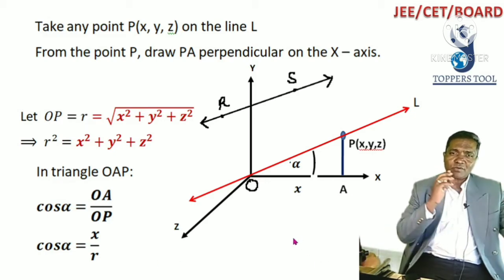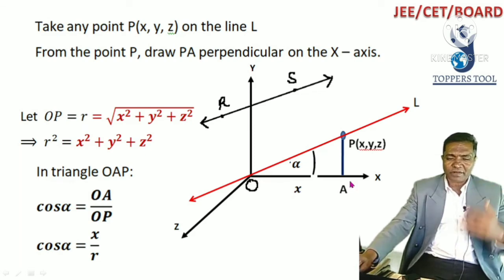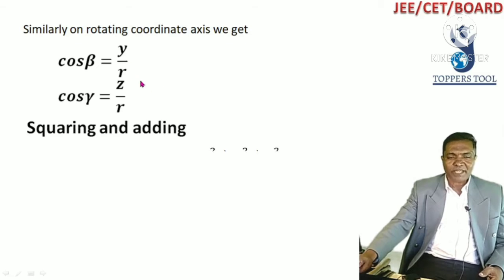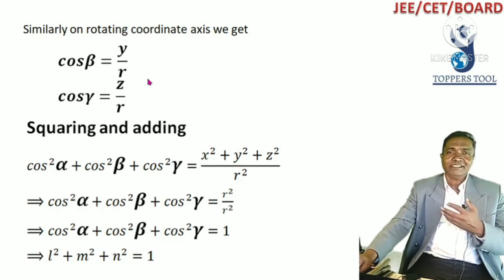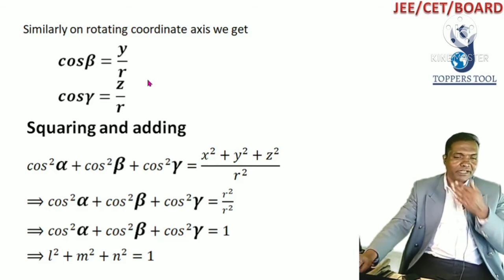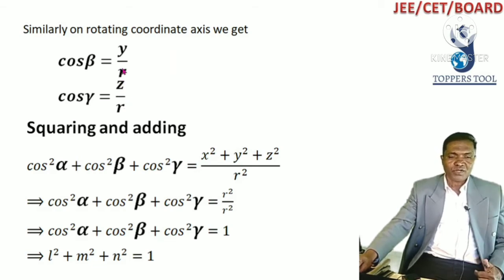So similarly, if you rotate the coordinate axis, if you take this as y and this as z and this as x, and if you draw perpendicular, you will get cos beta is equal to y by r, and cos gamma is equal to z by r. And simply squaring and adding these three quantities, you will get this. So if you square and add, you will get r square common everywhere. We have r here, we have r here, we have r backside. So x square plus y square plus z square in the numerator, in the denominator you have r square common.